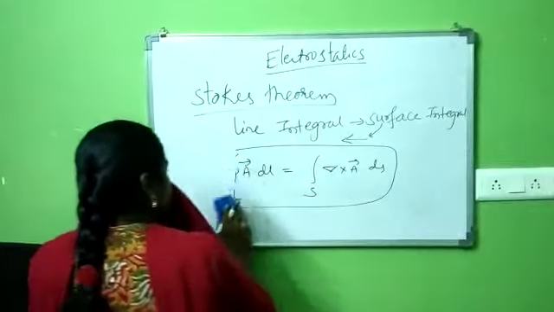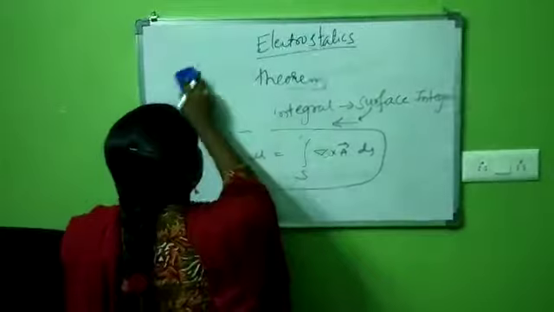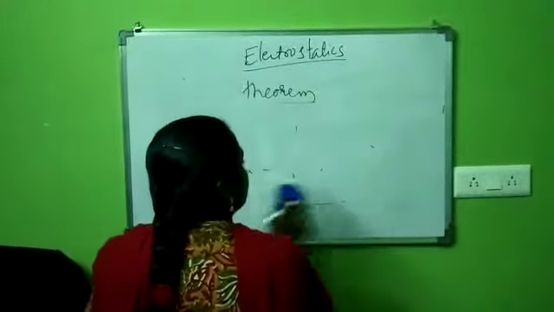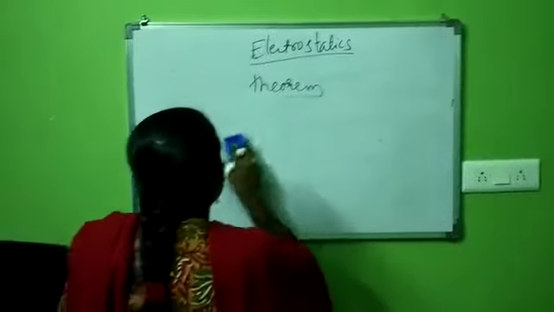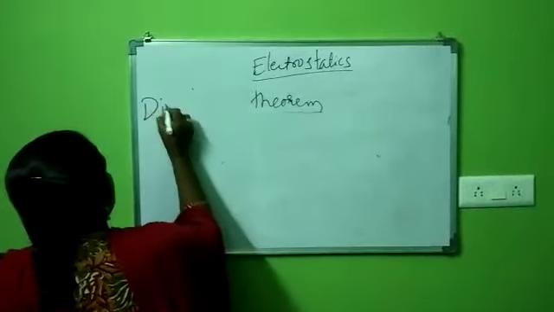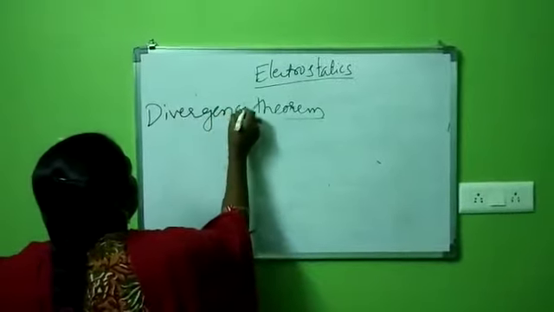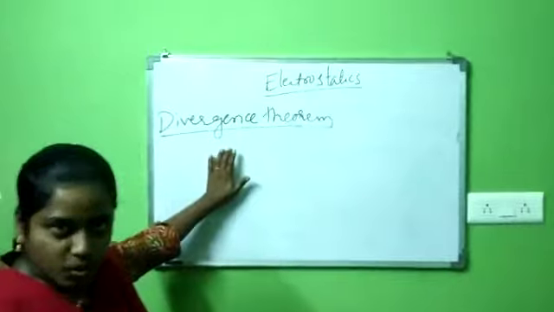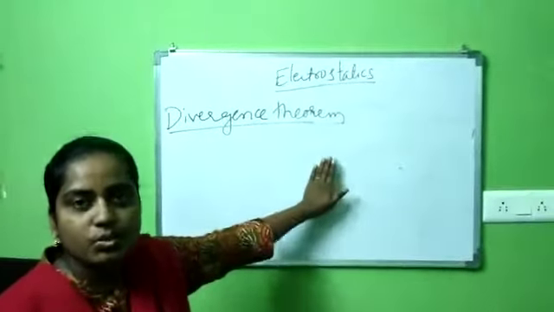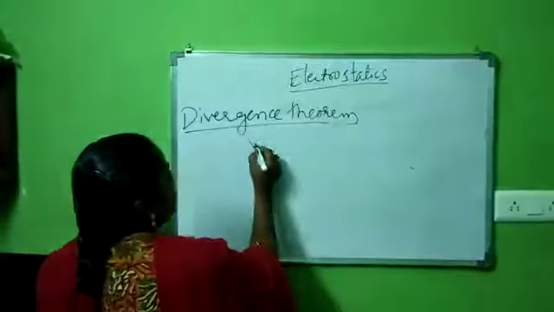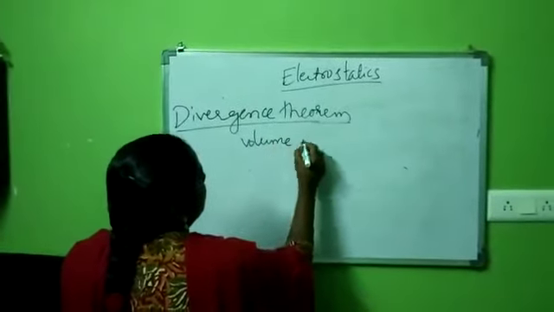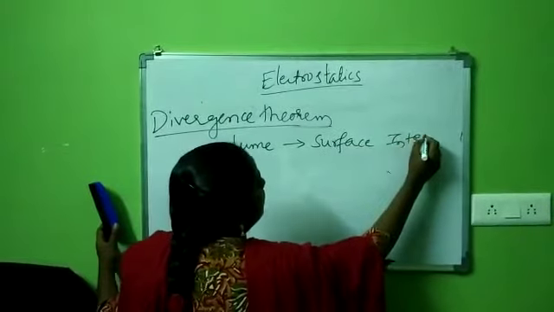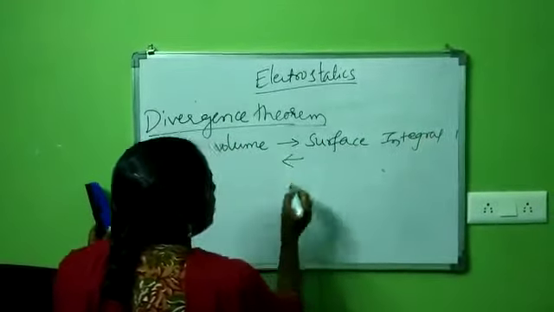And the next one will be the divergence theorem. Here the divergence theorem statement is: this theorem is used to convert the volume integral into the surface integral. Volume to surface integral and vice versa.